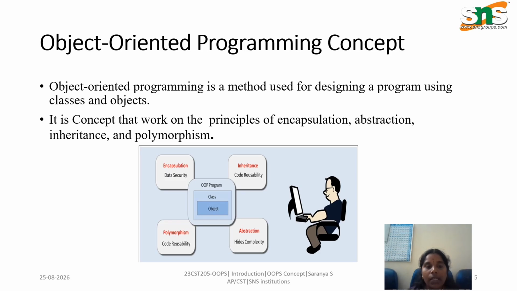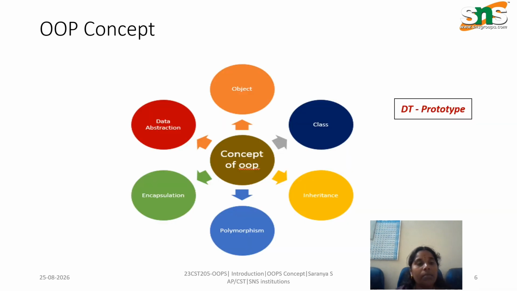The main basic principles of object-oriented programming are encapsulation, abstraction, inheritance and polymorphism. And the main OOPS concepts are here. There are six concepts in OOPS. The first one is class, the second one is object, the third one is data abstraction, the fourth one is encapsulation, the fifth one is polymorphism, and the sixth one is inheritance.